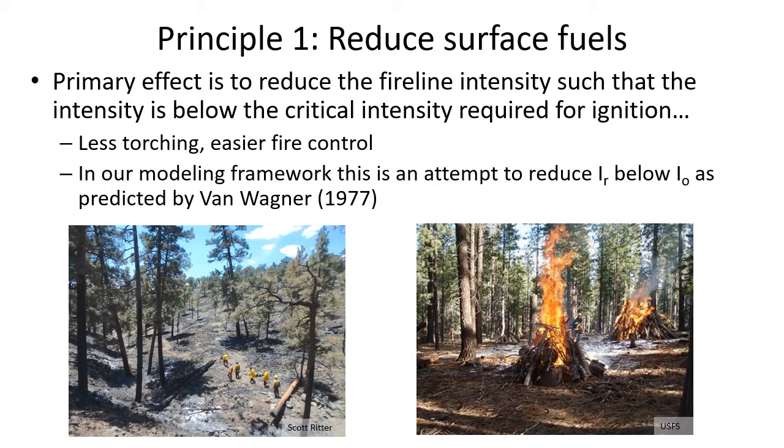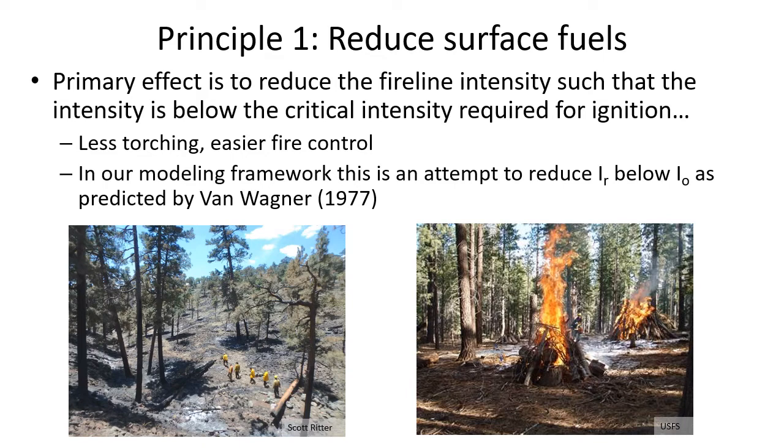So principle number one, reducing surface fuels. As we said, the primary effect there is to reduce fireline intensity and essentially maintain that intensity below a critical intensity for the ignition of the crowns. So that'll provide less torching and make the fire a little bit easier to control. In the context we've been discussing, this is basically an attempt to keep our fire intensity below the critical intensity from Van Wagner 1977.